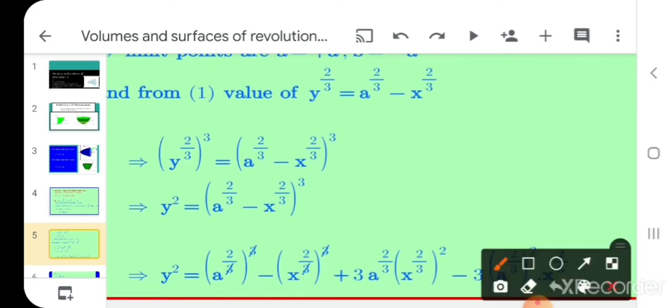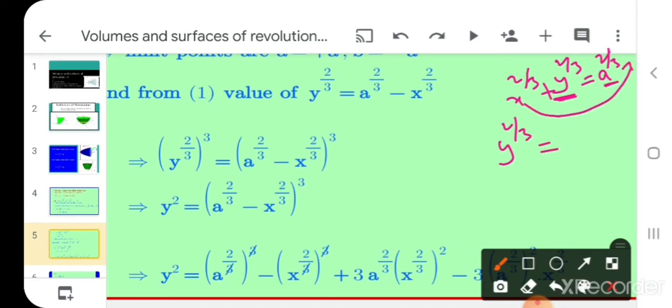Is it clear? The given equation is x power 2 by 3 plus y power 2 by 3 equals a power 2 by 3. From this I write the value of y power 2 by 3. What is that? a power 2 by 3. By taking x power 2 by 3 to the RHS, what do we get? Minus x power 2 by 3. Now I am cubing on both sides. The 3s cancelled here. What is the remaining term? y square equals a power 2 by 3 minus x power 2 by 3 whole cube. Okay, we get the y square value.